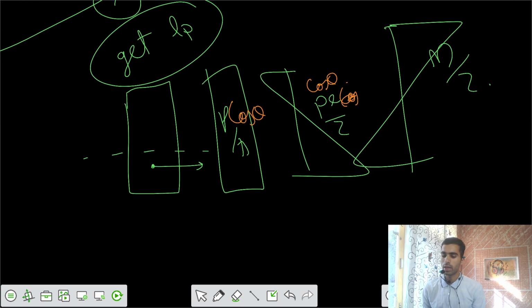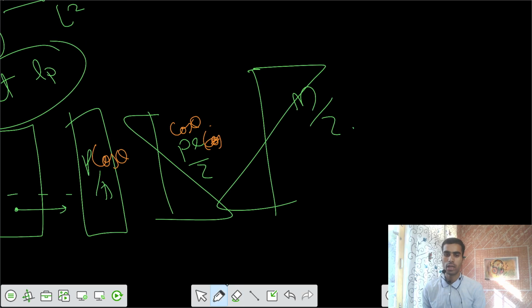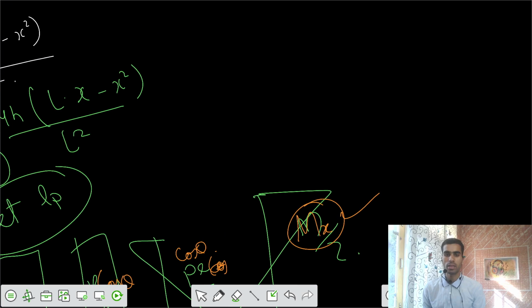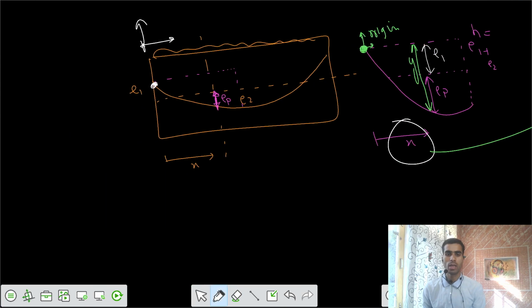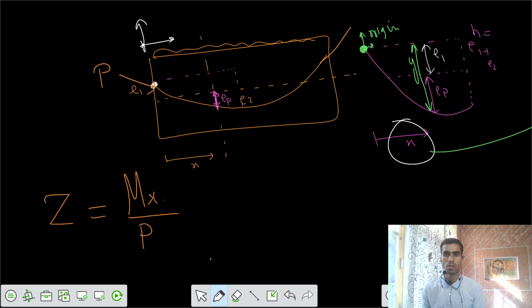So everything is okay, and we need to take the bending moment at that location x because of external loads. That's easy to calculate, no problem with that. And similarly, by the stress method for this problem, at that location, your lever arm would be your moment at that location x divided by the prestress force P you are applying on the tendon. So Z we got.